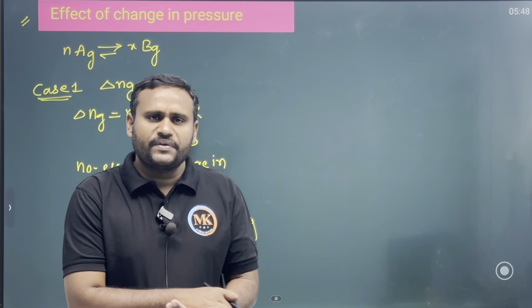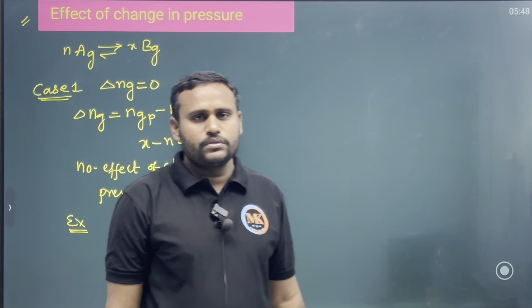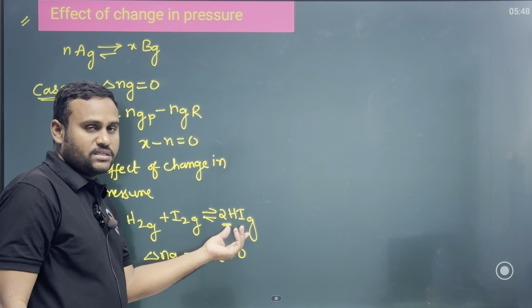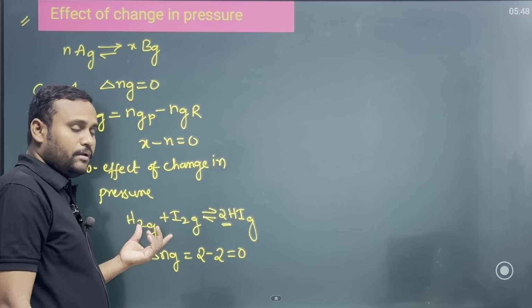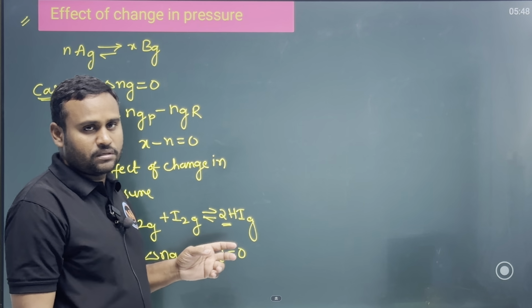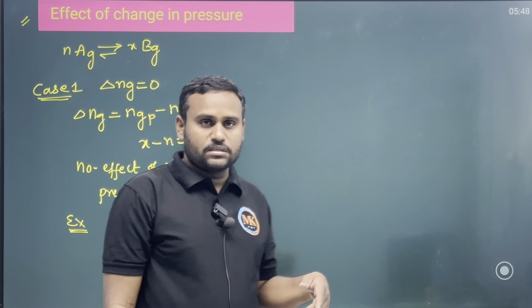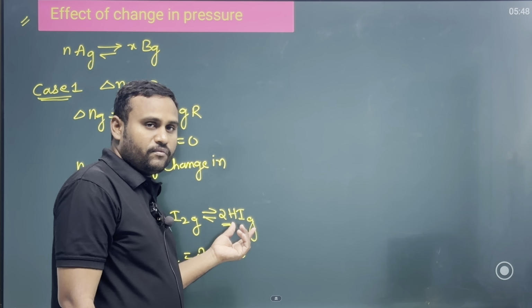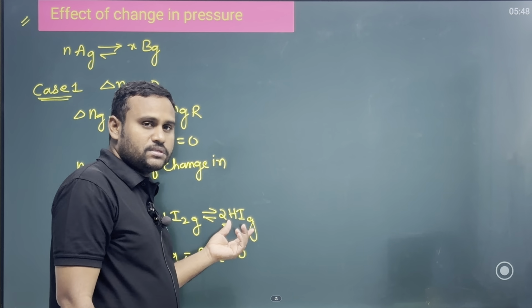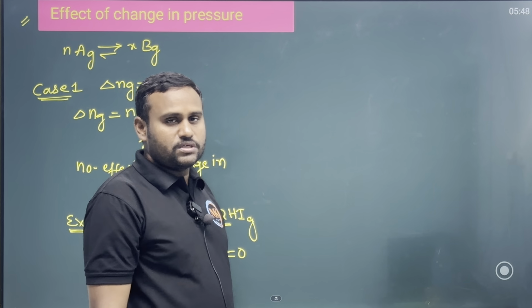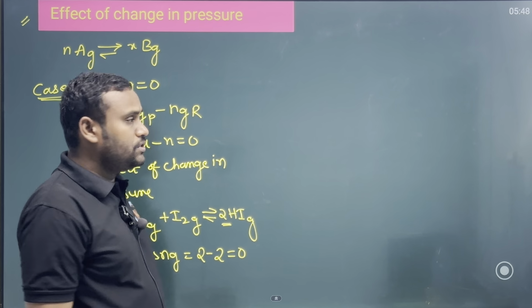Why is there no effect of change in pressure if delta Ng equals 0? Children, here the same number of moles of gaseous products are there as moles of reactants. We know 1 mole of any gas occupies 22.4 liters. So the product side and the reactant side have the same volume. That is why there is no effect of change in pressure.